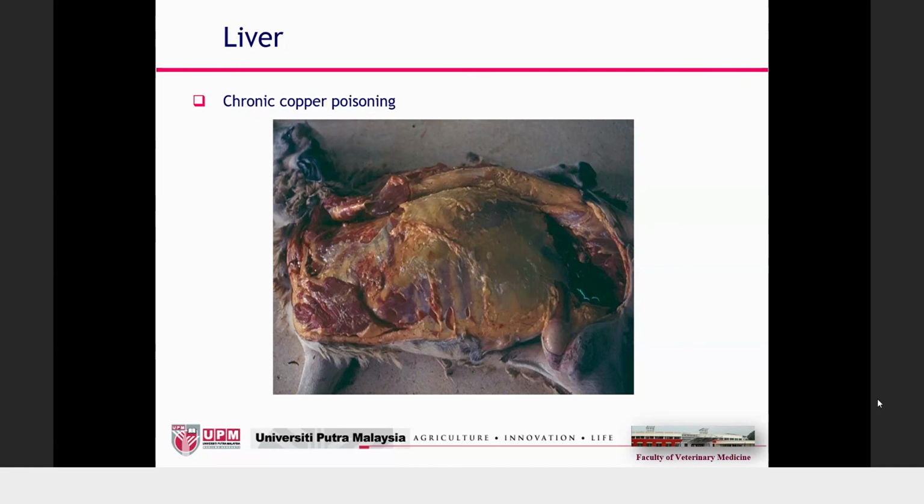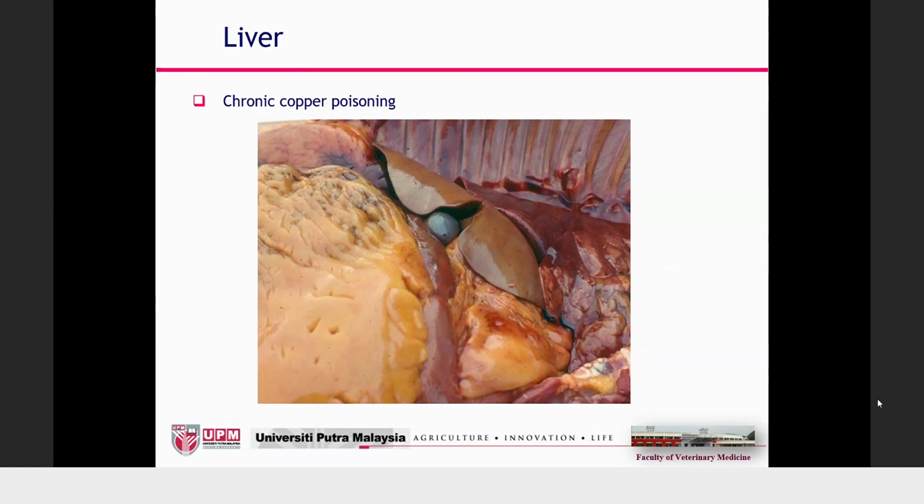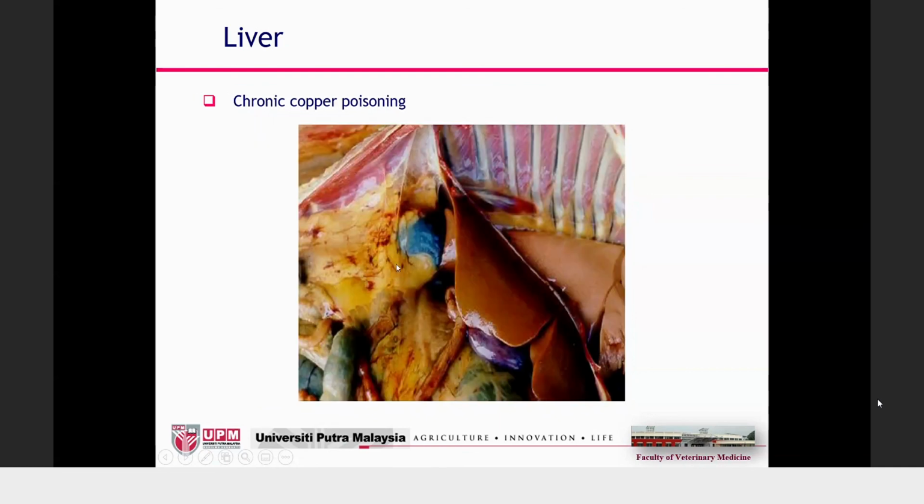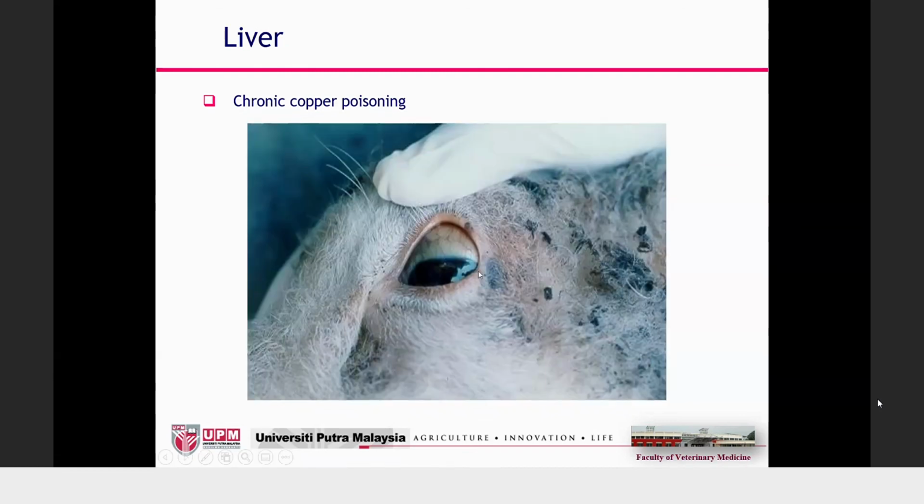Okay, we proceed. And these are the lesions in cases of chronic copper poisoning. You see the very severe jaundice. I mentioned earlier how this jaundice develops. It can be hepatic, pre-hepatic, and even post-hepatic, because you can see the gallbladder and the liver, and the more generalized jaundice there. And when you look at a different view of the same case of chronic copper poisoning, you can see the jaundice.